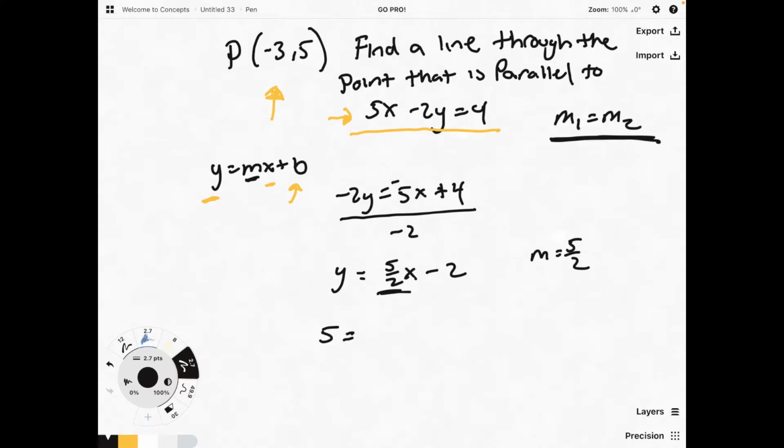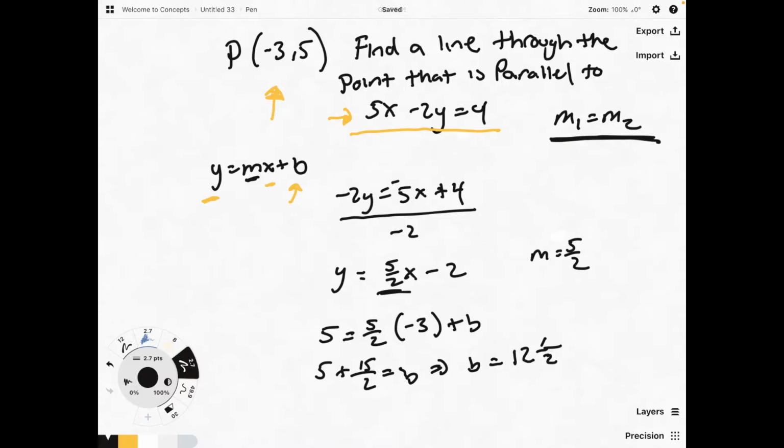We have our slope at 5/2. We have our x value at negative 3, and we are left with b. Solving for b, we get 5 plus 15/2, which is equal to b. And therefore, b is equal to 12 and 1/2.